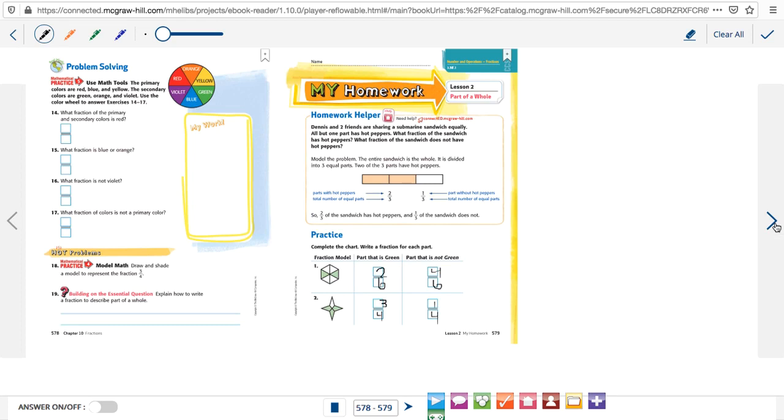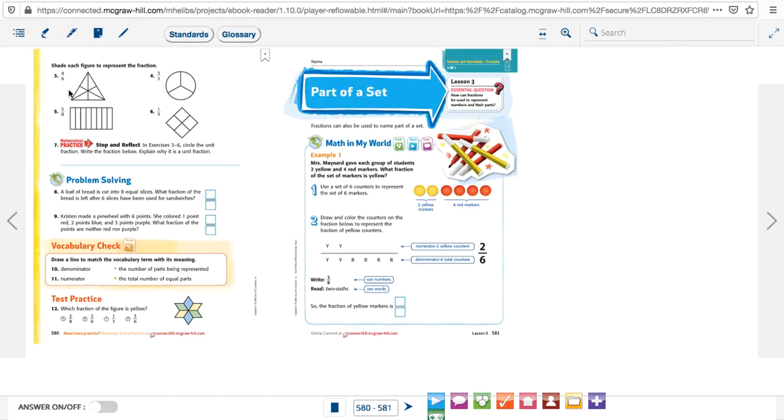Now we'll look at the back. So right here, we see shade each figure to represent the fraction, 4/6. So again, with this shape, it's not a circle or a rectangle. It's a different shape, which is excellent for students to see. So we're going to shade in 4/6. We know there are 6 total parts, so we'll shade 4.